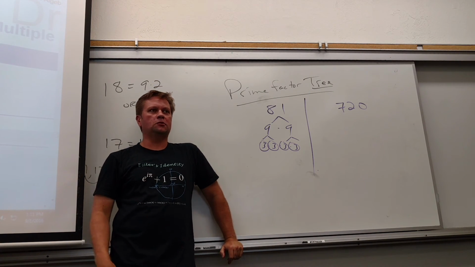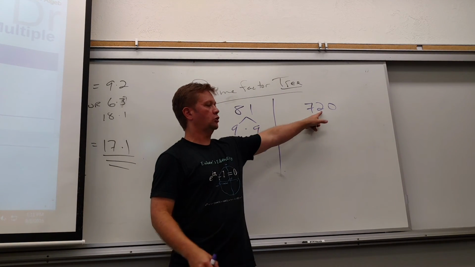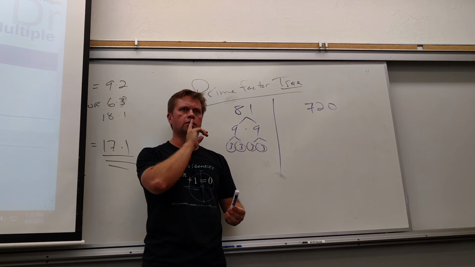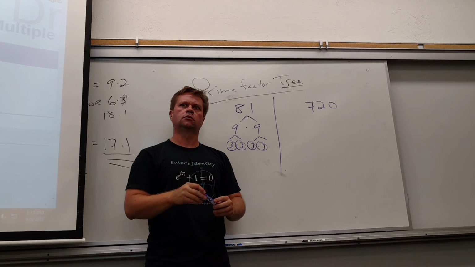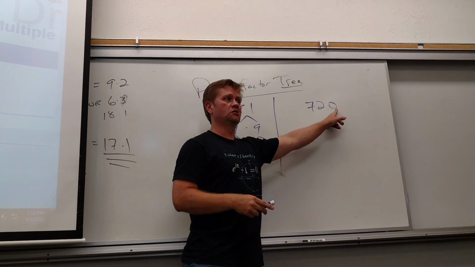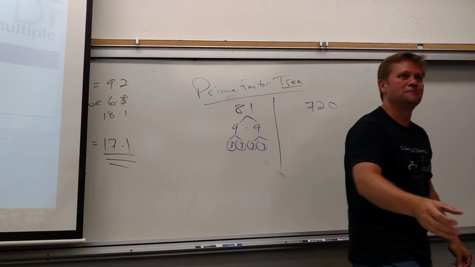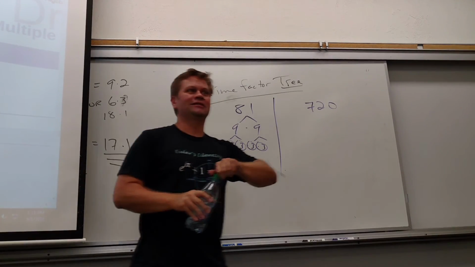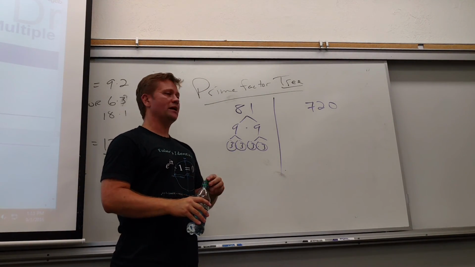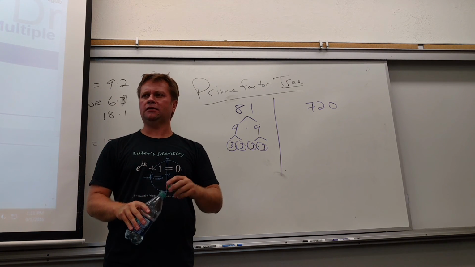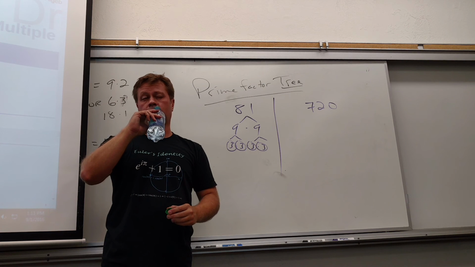I feel like I've been talking too much. Make a prime factor tree for 720. There's a few different ways you can start this off. By the way, is it divisible by 9? Yes. Because 7 plus 2 plus 0 is 9. See how useful that is?